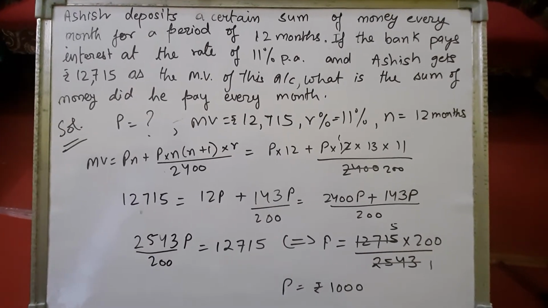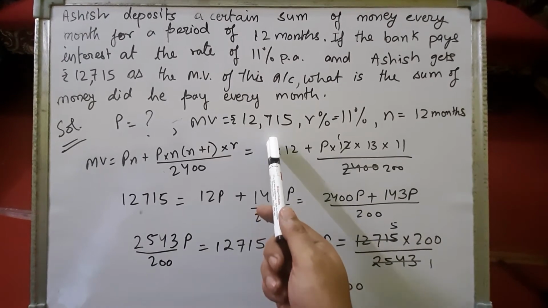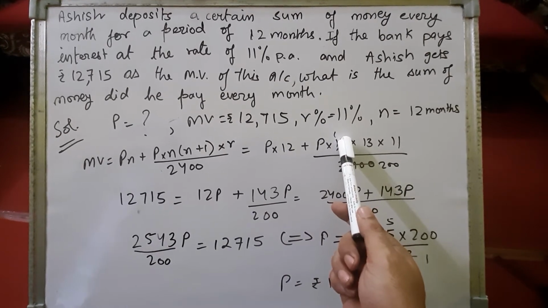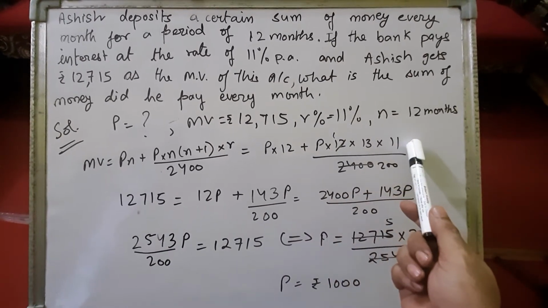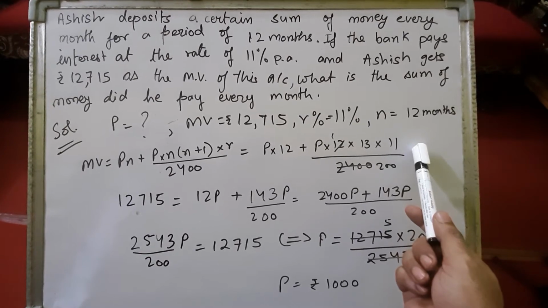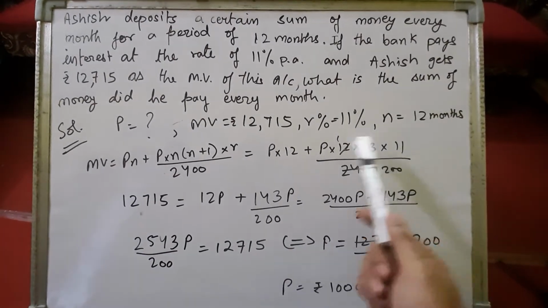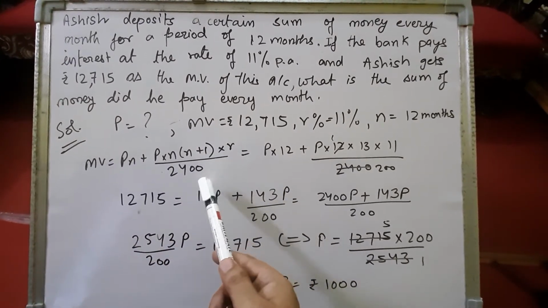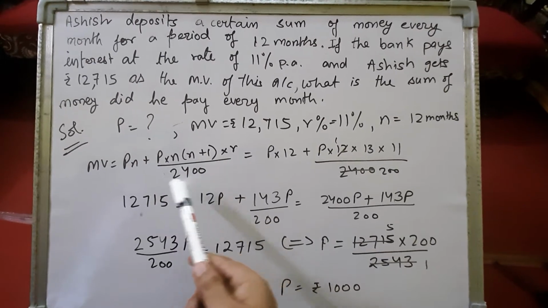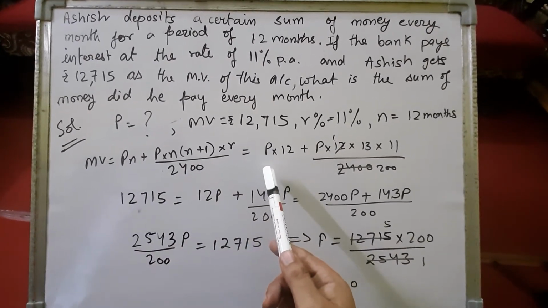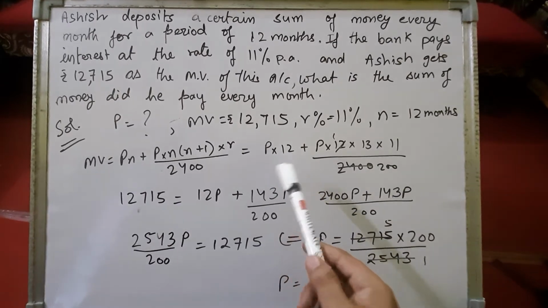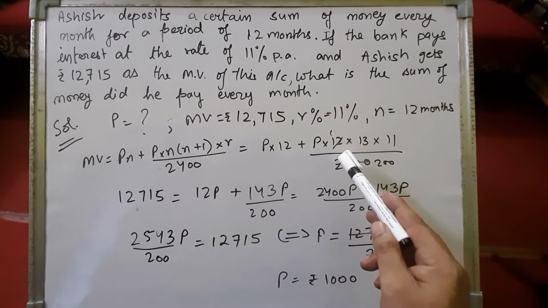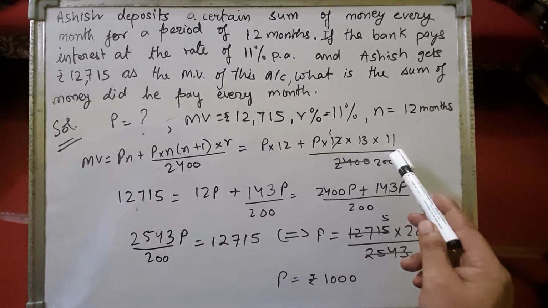The maturity value given in the question is 12,715. Rate of interest per annum is given as 11%. And the time for which this amount has been deposited is 12 months. Now what is the formula for maturity value? Pn plus Pn(n plus 1) into R upon 2400. Now P we have to find and n is 12. Right. So P into n, 12, n plus 1, 13, into R, 11, upon 2400.